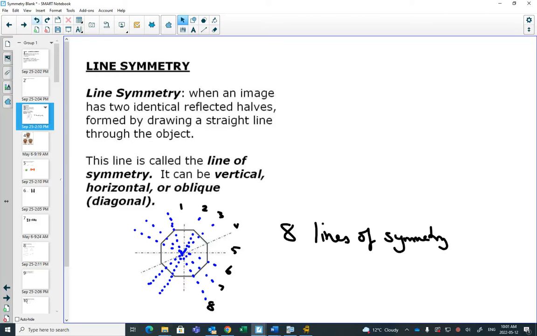Do you know what shape has the most lines of symmetry? A circle. Because anywhere that you draw a diameter would be perfect. So it would have an infinite amount.